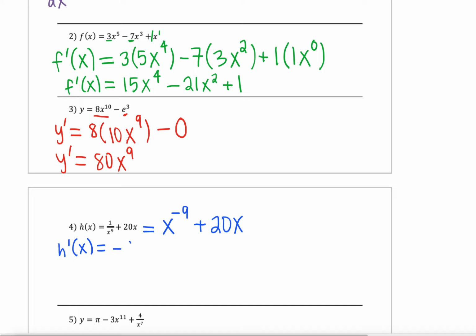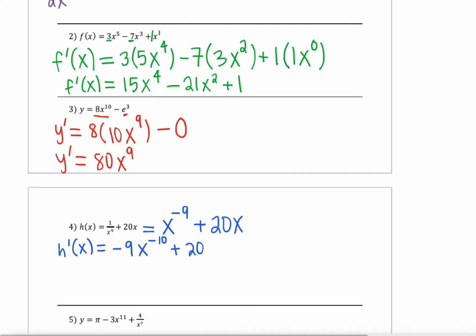So our exponent comes down. We're going to get negative 9 x to now the negative 9 minus the first power. So remember, I'm subtracting off 1 in the exponent, which means if I have a negative exponent, it's going to become more negative. So I'm going to get x to the negative 10th. Then plus, for the 20x, that 20 as a scalar or as a coefficient is going to go along for the ride. X to the first, when I differentiate that, the 1 will come down and I'll get x to the 0, but x to the 0 would just give us 1. So our derivative here would give us negative 9 x to the negative 10th plus 20.